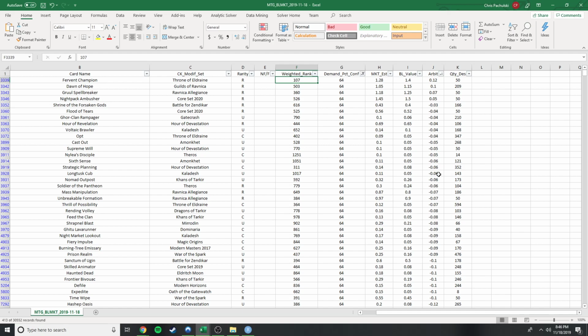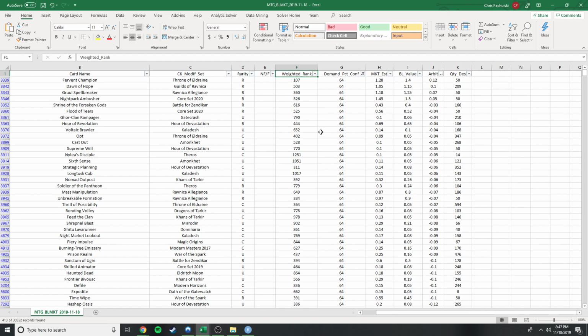But if I wanted to, I lost my train of thought. Yeah, okay, sorry about that. So just looking at the weighted rank and looking at the dollar value, I think I've explained pretty well that you can make some money here. Oh, that's where I was. At 64% confidence, these are the cards that I know are moving with a high degree of confidence.